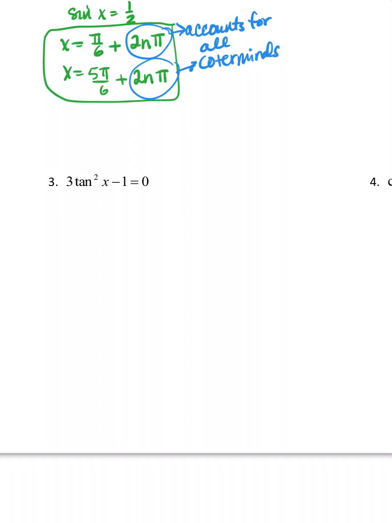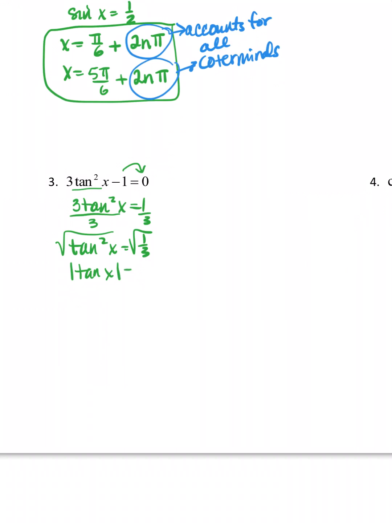Look at number 3. 3 tangent squared x minus 1. So let's solve by isolating the trig function. So I'm going to have 3 tangent squared x equals 1. Divide both sides by 3. Then I have the tangent squared x is 1/3. Now I've isolated the squared term here. That's what I wanted to do. And then I take the square root of both sides. So now I know that's the absolute value of tangent x is equal to, let's break this up, square root of 1 over the square root of 3. Square root of 1 is 1, over the square root of 3 is square root of 3.